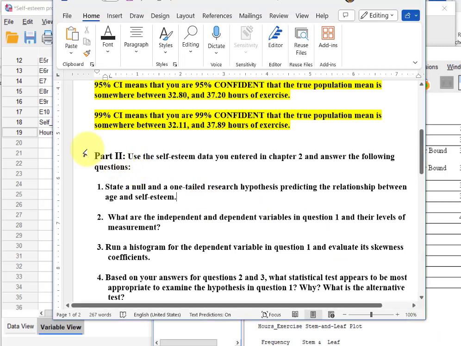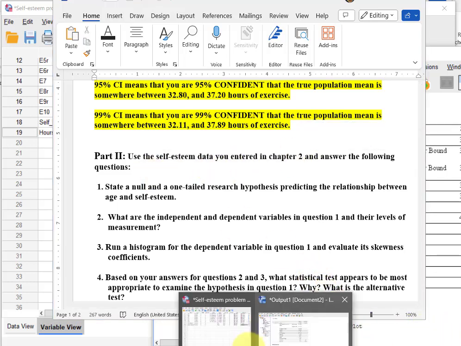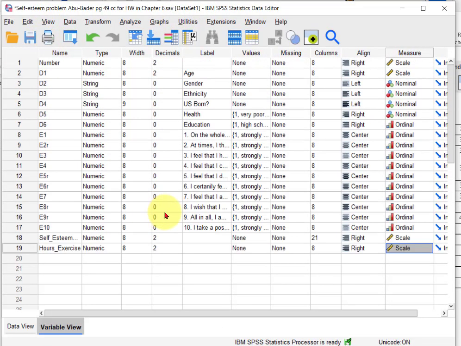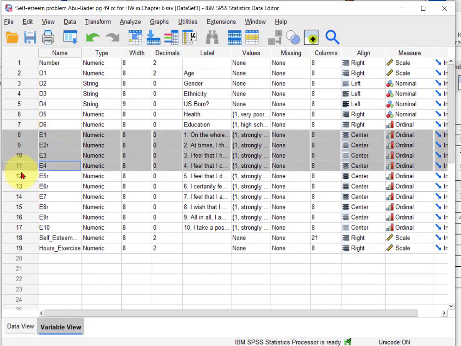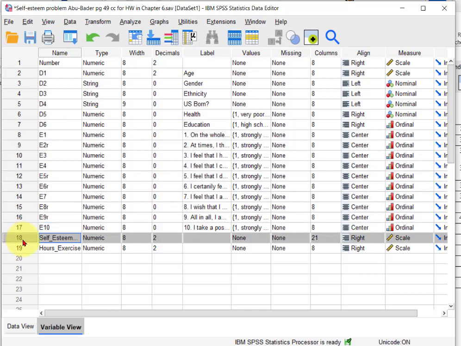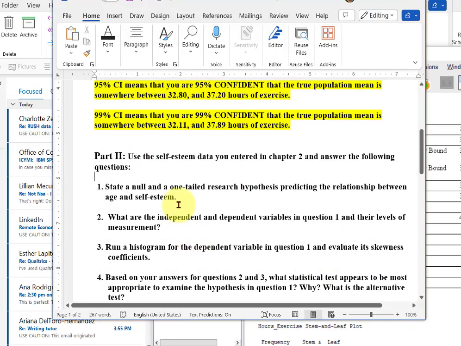All right, part 2. We're going to use the self-esteem data from chapter 2, which I have right here. I have this in SPSS. That was the one. I believe I put a link for you. But it's got the self-esteem questions, the one that we reverse coded, etc. Here's our self-esteem variable. So let's go back to the question. So the null and the one-tailed research hypothesis predicting the relationship between age and self-esteem.